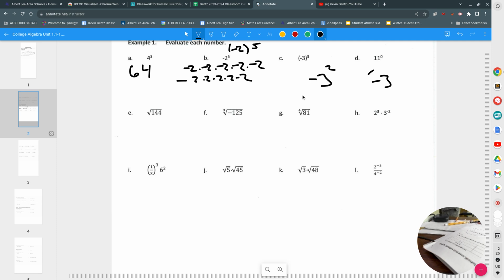Just to make sure we all understand, if you were to see negative 3 squared and negative 3 quantity squared, this one's negative 3 times negative 3. That makes 9. This one's 3 squared, which is 9. Make it negative. That's negative 9. There's a difference between those. Okay?